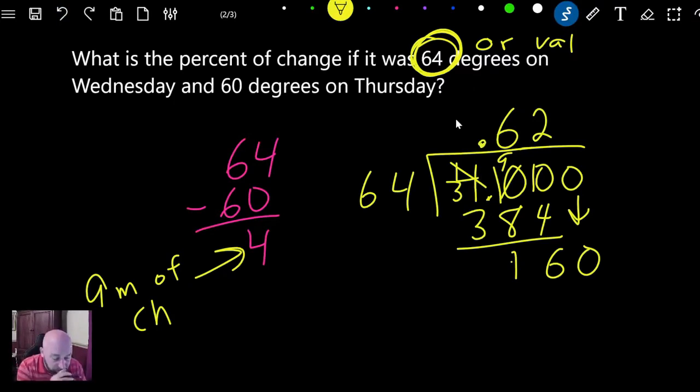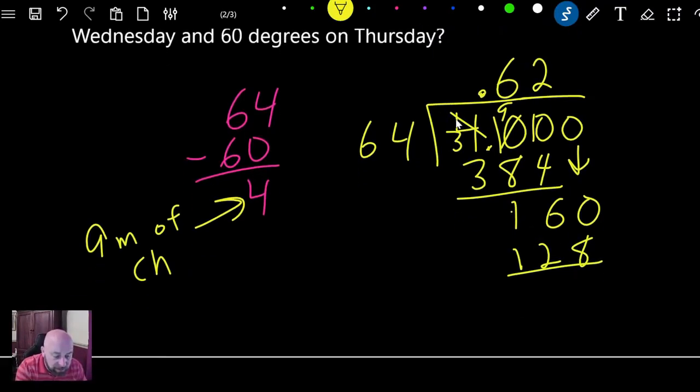2 times 4 is 8. 2 times 6 is 12. And so we're going to subtract, and we're going to get 32. Okay. We can add another 0. Actually, we're going to need one here because if we're going to round off, we're going to need one more 0. So that goes there, and that's a 0.